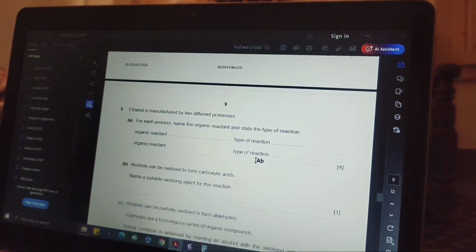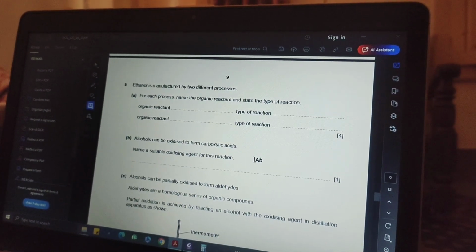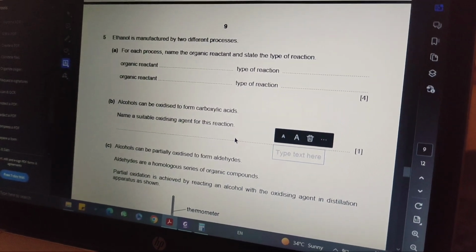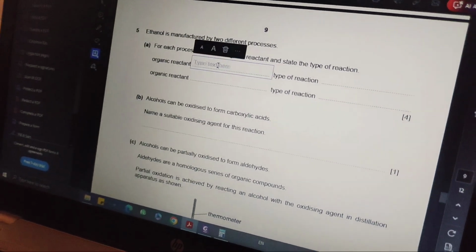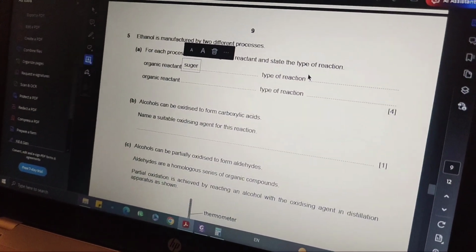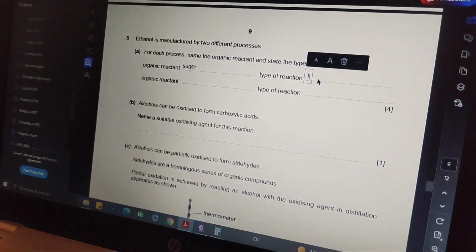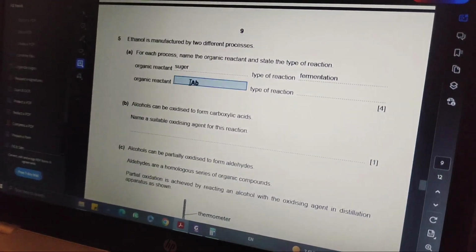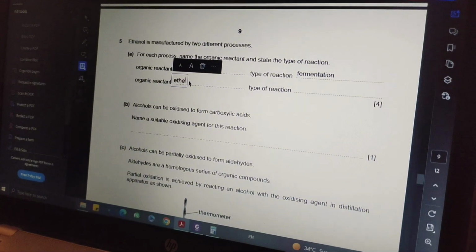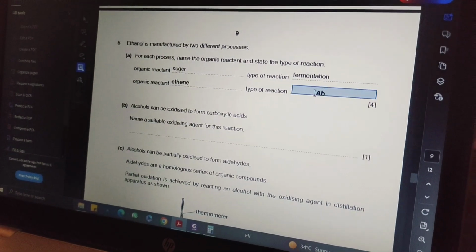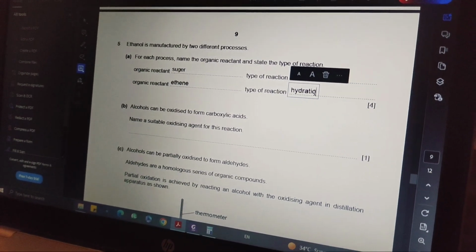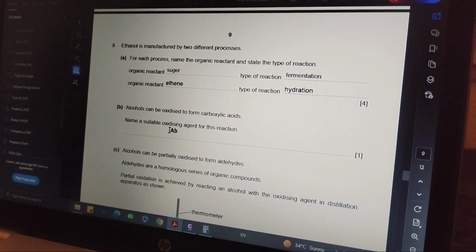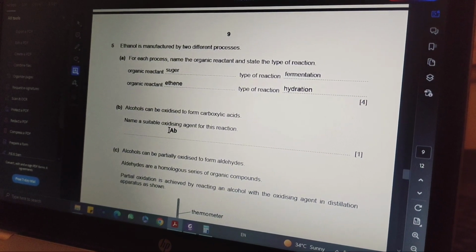Okay, so ethanol is manufactured by 2 different processes. For each process, the organic reactant, if we take sugar, we'll be using fermentation, and if we are using ethene or any alkene, it will be hydration. Hydration means that we'll be reacting with steam and it will be providing us the alcohol.